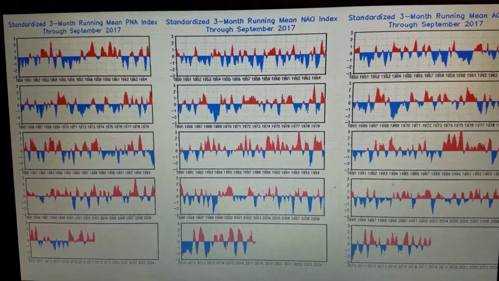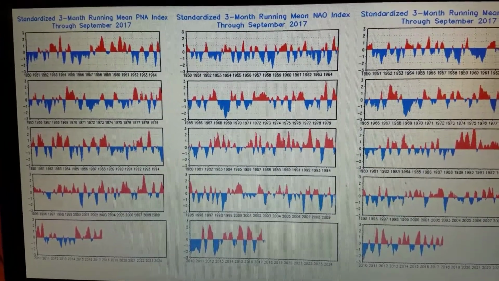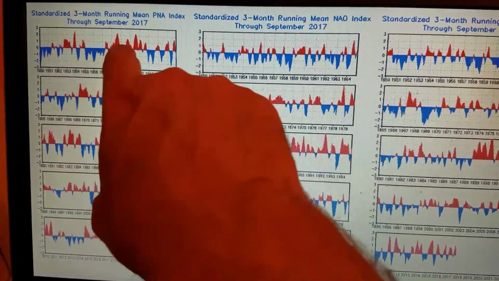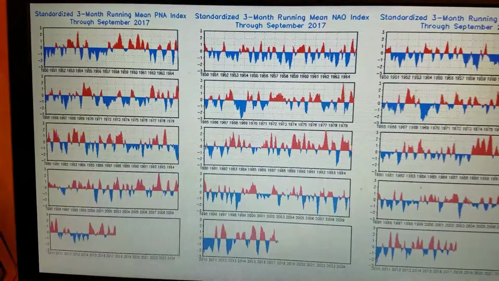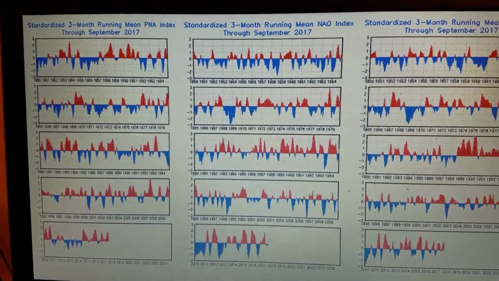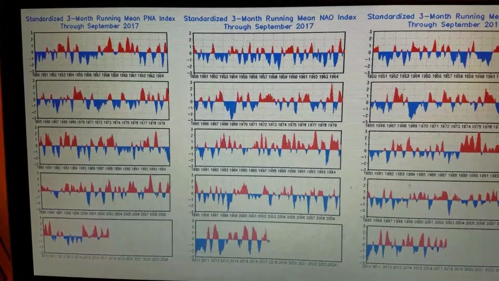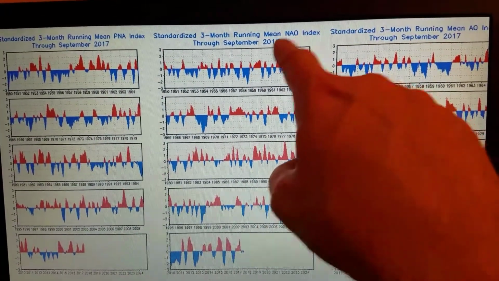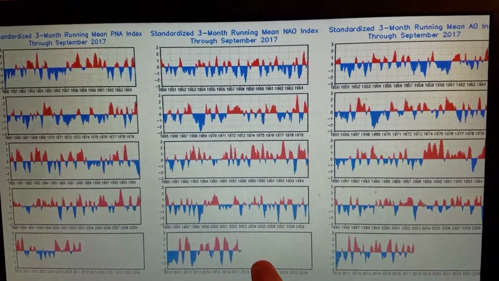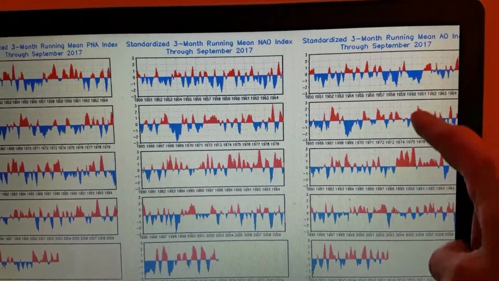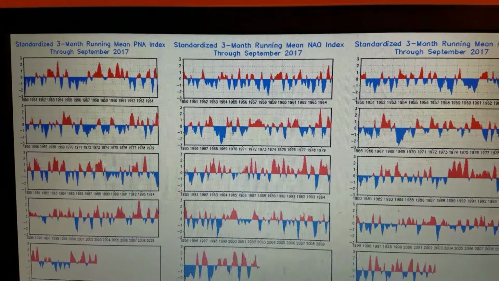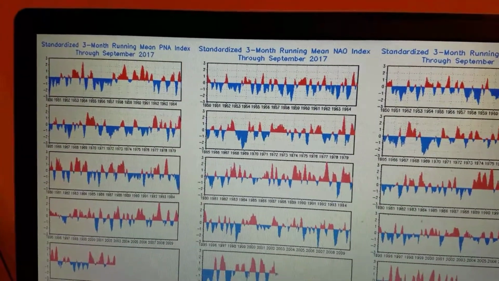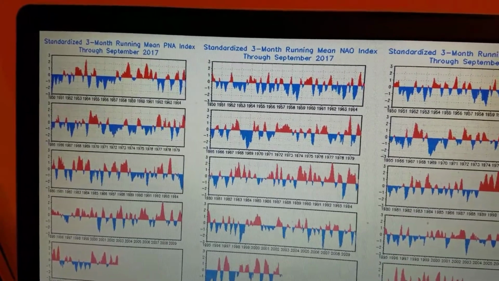All right, so on this chart, moving on, I wanted to show each of these little blue spikes is in the negative territory. Each of these red spikes is in the positive territory. But this is a running average of the Pacific North American pattern over on the left, the North Atlantic Oscillation in the middle, and then the Arctic Oscillation on the right. And what I want to just hint at, so the values here on the left indicate positive. It ranges from +3 to -3.